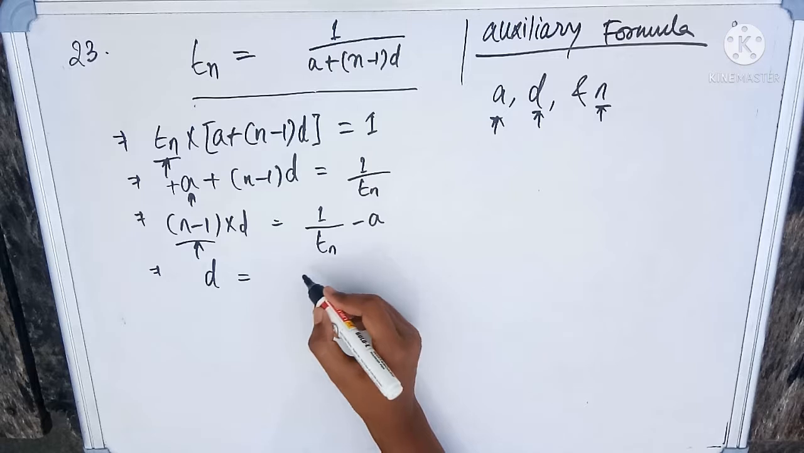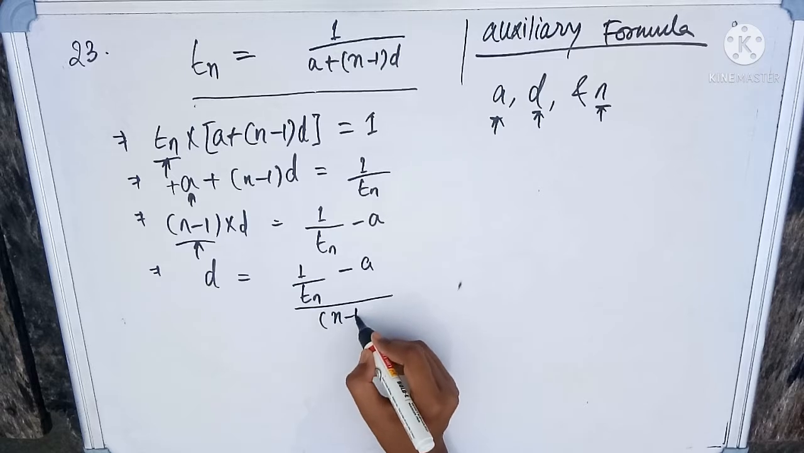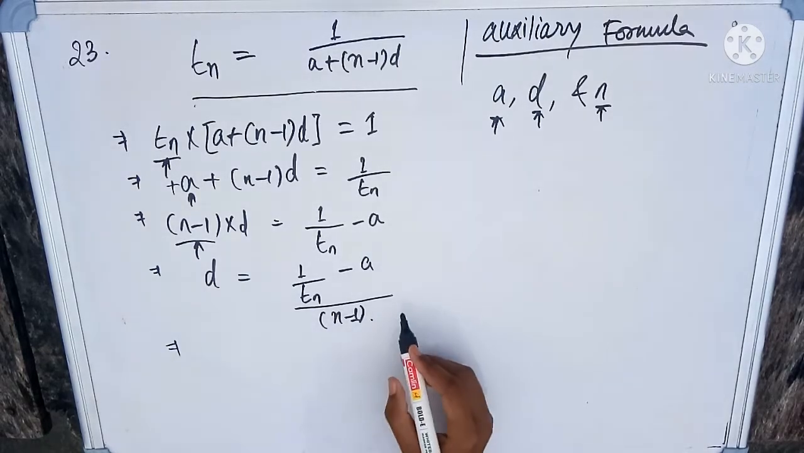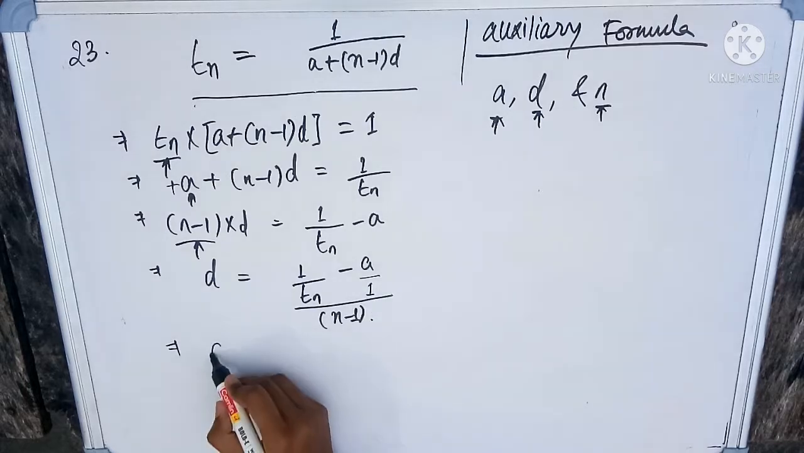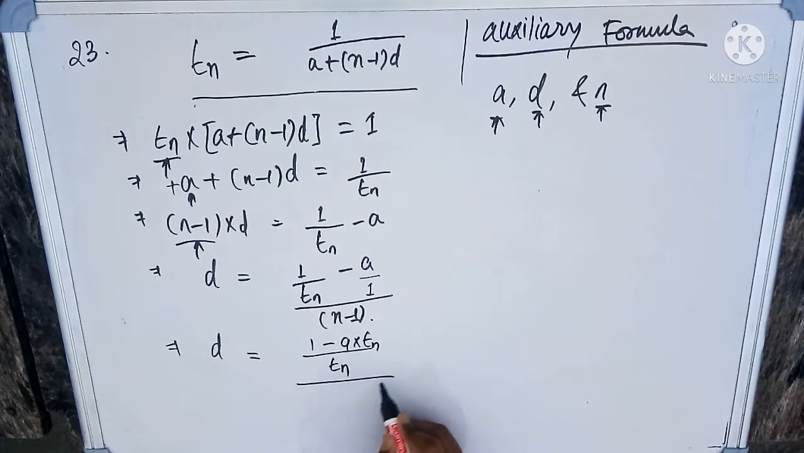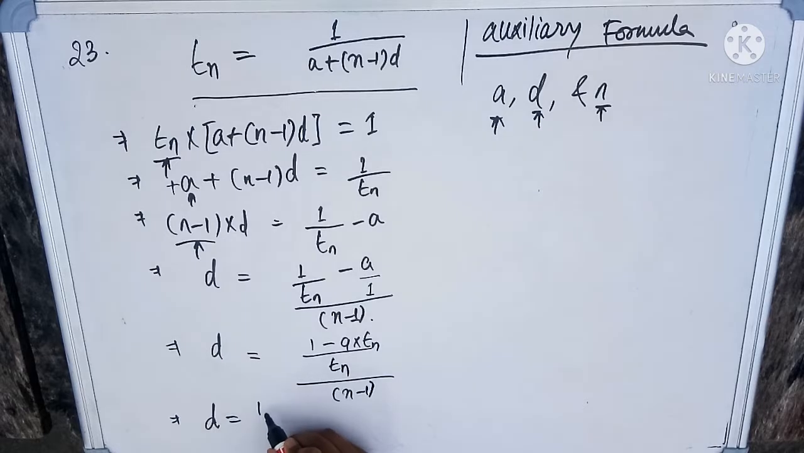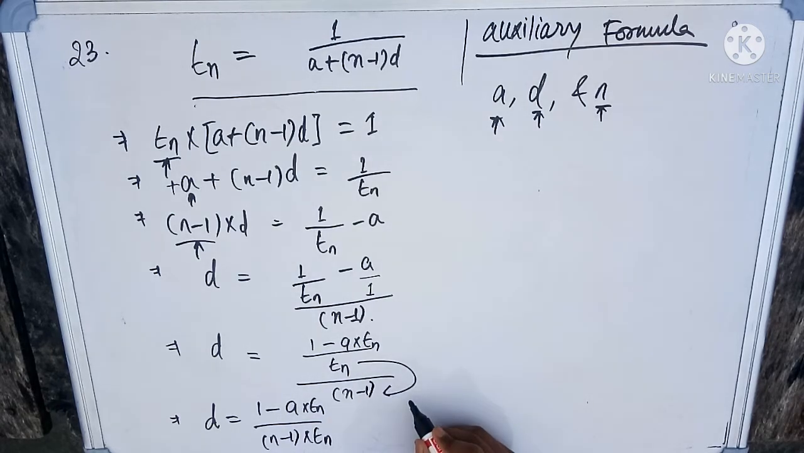It will be d is equal to 1 divided by t of n minus a, and divided by n minus 1. And this we can solve further by finding the LCM of the denominator. We can write it as d is equal to 1 minus a multiplied by t of n divided by n minus 1. And now finally we have got the formula of d by making d the subject, which says that d is equal to 1 minus a multiplied by t of n, divided by n minus 1 multiplied by t of n, because this t of n will come in the denominator and multiply with the term. So here we have got the formula by making d the subject.